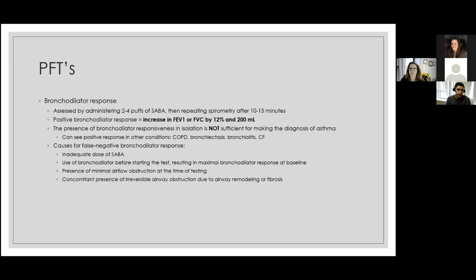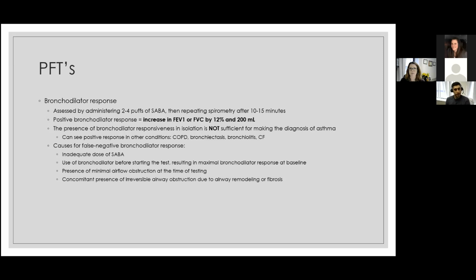We also look at a bronchodilator response when looking at spirometry. We assess this by administering 2 to 4 puffs of a short-acting beta agonist or bronchodilator, then repeating the spirometry after 10 to 15 minutes. A positive bronchodilator response is considered an increase in FEV1 or FVC by 12% and 200 milliliters. You have to have both. The presence of bronchodilator responsiveness in isolation is not sufficient for making the diagnosis of asthma. You can see a positive bronchodilator response in other things like COPD, bronchiectasis, small airway disease, even cystic fibrosis.